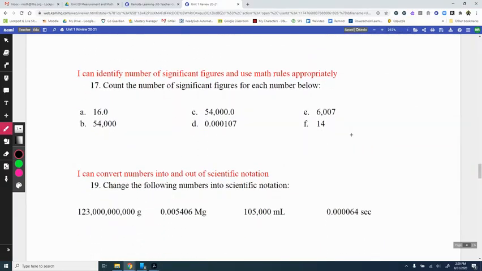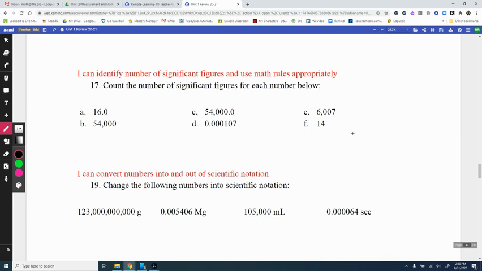All right, next we've got sig figs. Remember our 3 rules of sig figs. Any non-zero digit is automatically significant, no exceptions. Next is our zeros. We have 3 types of zeros: leading zeros, trailing zeros, and sandwich zeros. Leading zeros are never significant. Sandwich zeros are always significant, and trailing zeros are significant if there is a decimal somewhere in the number.